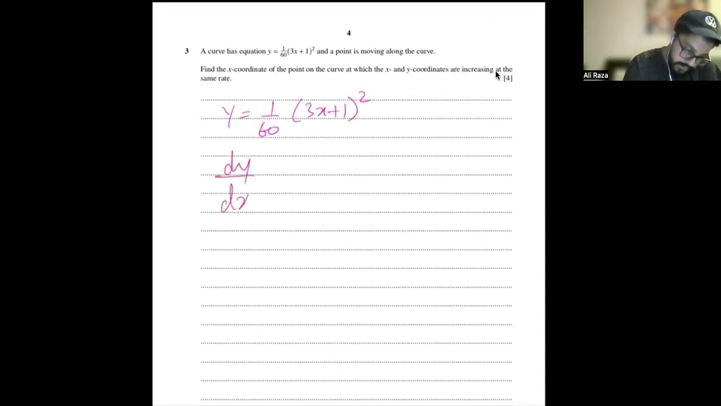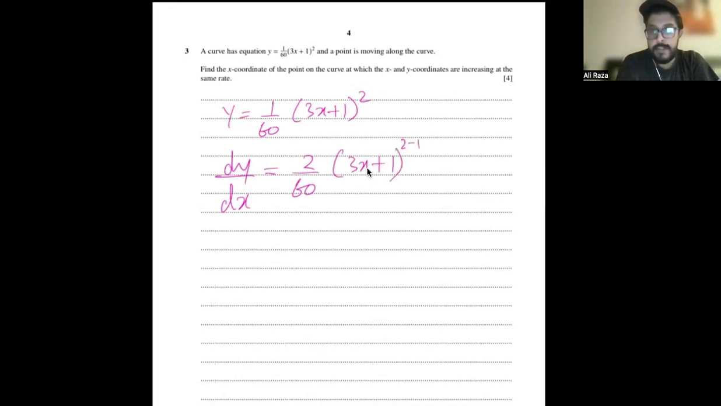So let's find dy by dx. This would be 2. We'll multiply the power of the bracket with the coefficient. So 2 upon 60 multiplied by 3x plus 1. We subtract 1 from the power and multiply by the inner differential of the bracket.